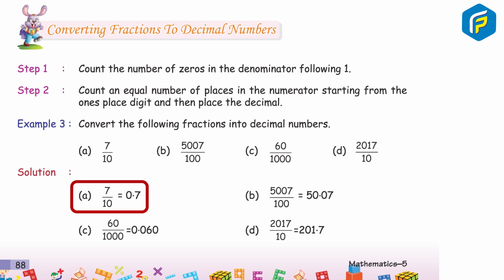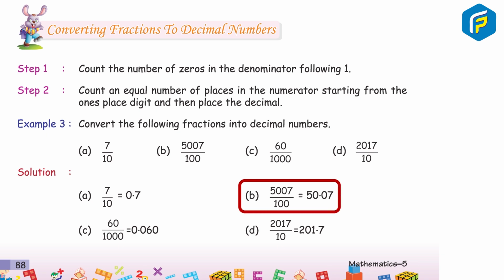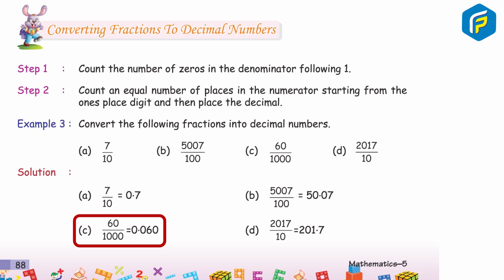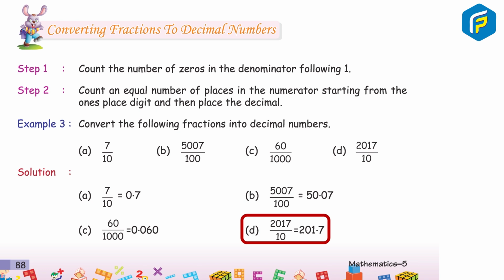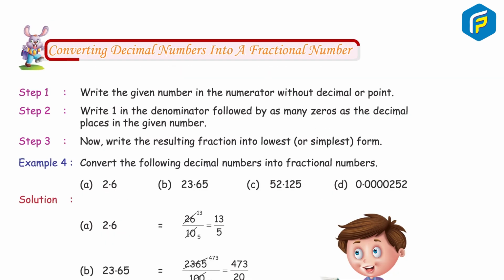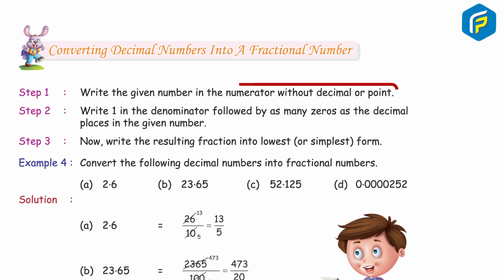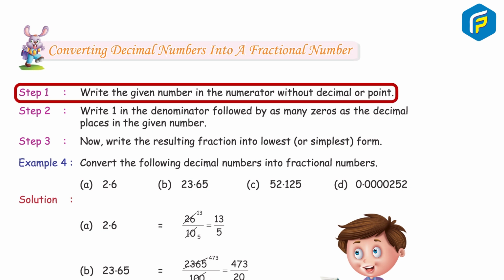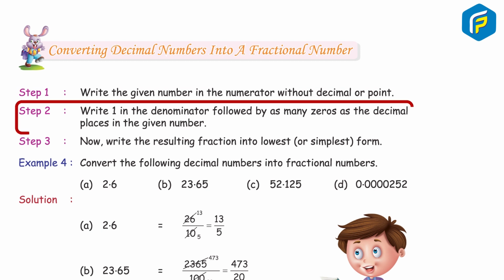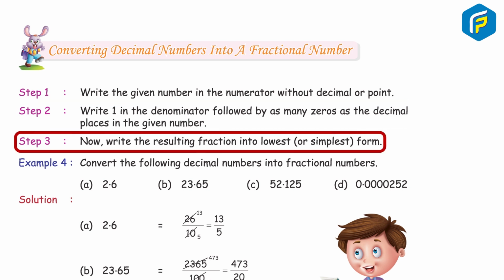Solution. A: 7 upon 10 is equal to 0.7. B: 5007 upon 100 is equal to 50.07. C: 60 upon 1000 is equal to 0.060. D: 2017 upon 10 is equal to 201.7. Converting decimal numbers into fractional numbers. Step 1. Write the given number in the numerator without the decimal point. Step 2. Write 1 in the denominator followed by as many zeros as the decimal places in the given number. Step 3. Now write the resulting fraction in its lowest or simplest form.